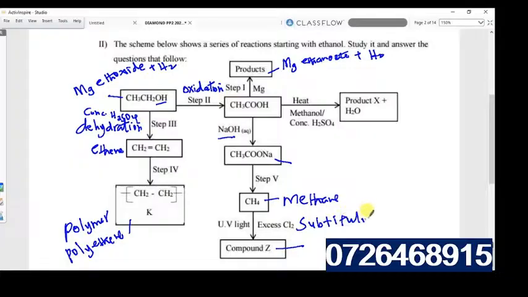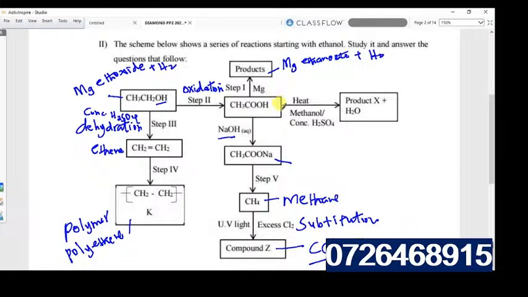Because we know alkanes are saturated, therefore they don't have many reactions. So we are going to form tetrachloromethane here.